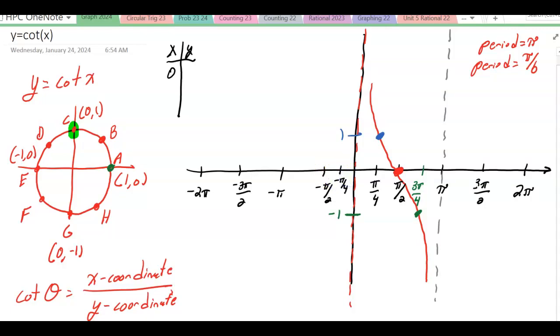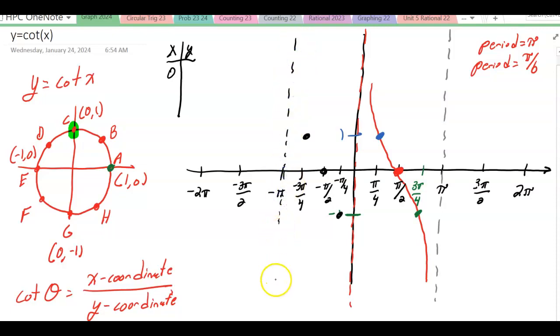If you plug in negative pi over 4 or point H, you're going to get negative 1. If you plug in negative pi over 2 or we're at point G, you're going to get 0. If you plug in negative 3 pi over 4, meaning point F, the cotangent is 1. And if you plug in negative pi, you're at point E, the cotangent is undefined.